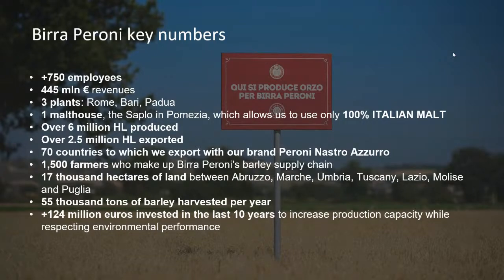So specifically, what I want to focus on is those last few bullets where they have quite a few farmers and hectares of land, tons of barley harvested each year, and their 10-year mission to increase production capacity while respecting environmental performance. And so we're able, adhering to some of the requirements here, to prove that there's 100% Italian malt, that they don't use malt from other regions, to prove the origin, but also the sustainability of their business.